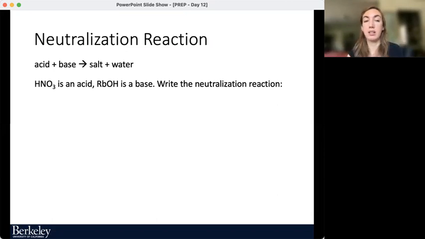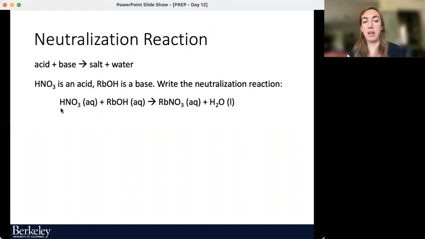So for example, HNO3 is an acid and RbOH is a base. I'm just telling you that HNO3 is an acid, which means it donates a proton, and RbOH is a base. So what I can do is I can take the proton from HNO3, give it to RbOH, and so that H from my acid will take my OH from my base, and I'll end up with H2O, which is just water. And then what's left is the anion, NO3, and the cation, Rb, from the acid and from the base. And so those are going to go together, and they will be a salt, which is like what we were dealing with yesterday.